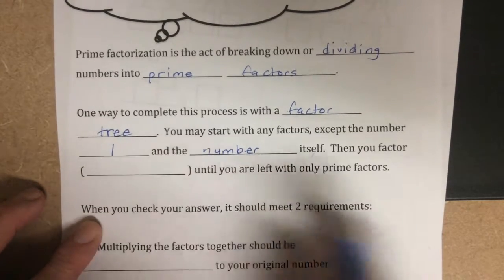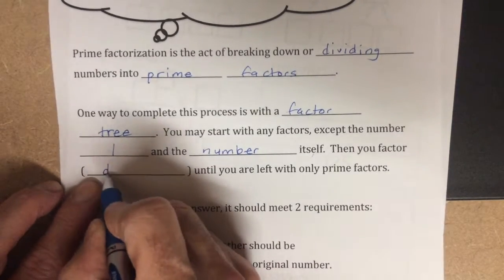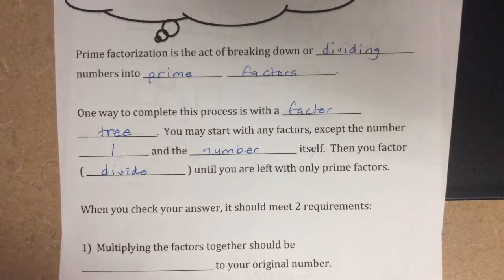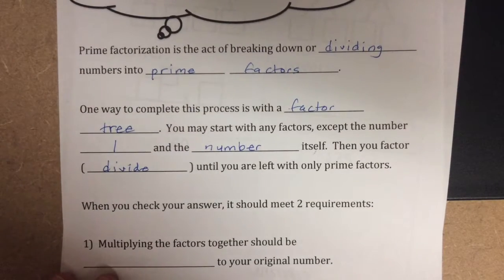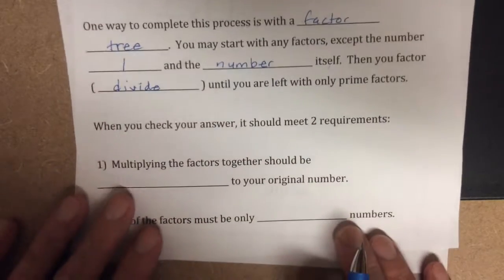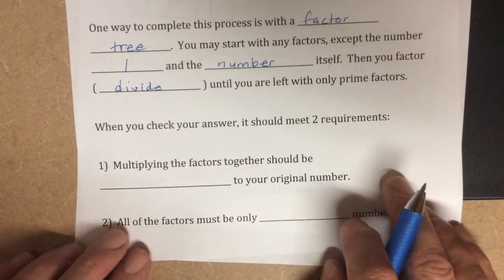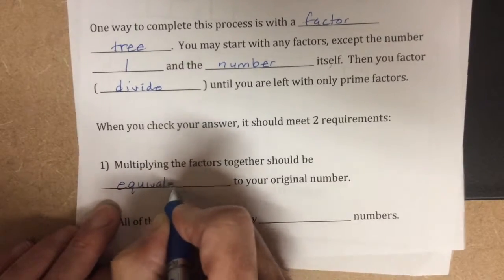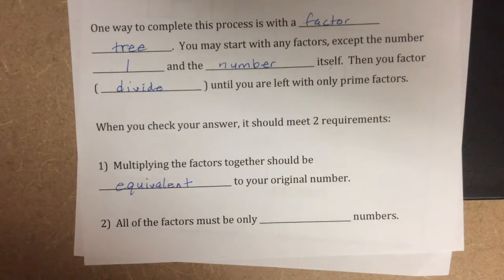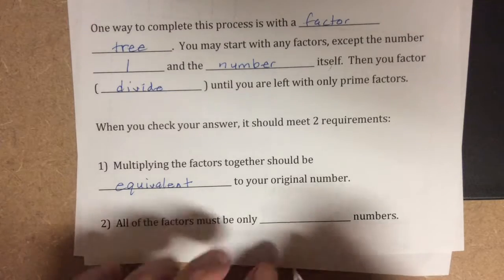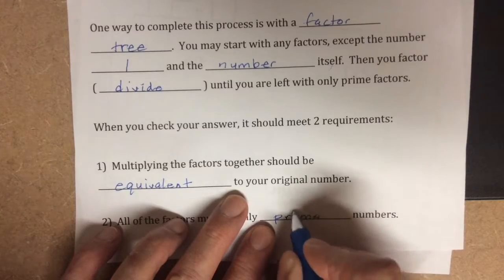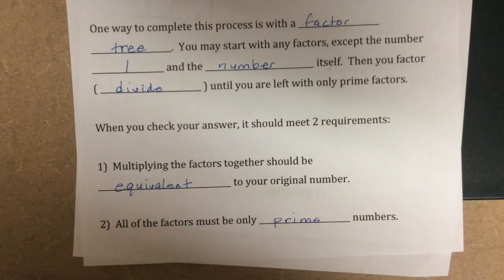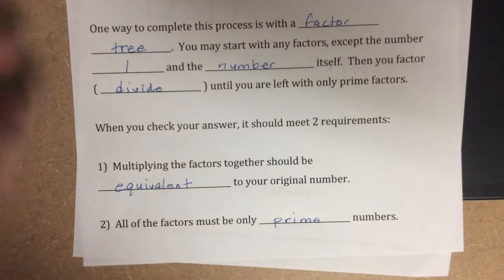Okay, once you don't select the number 1 or the number itself, you factor or divide until you are left with only prime factors. So there's two requirements on your answer. Multiplying the factors together should be equivalent to your original number. That's an easy way to check. If your expression is equivalent to your original number, you probably have the right answer. Although, there's one more requirement. All numbers have to be prime numbers. So check and make sure that all of the numbers in your answer are prime numbers. Let's look at some quick examples.